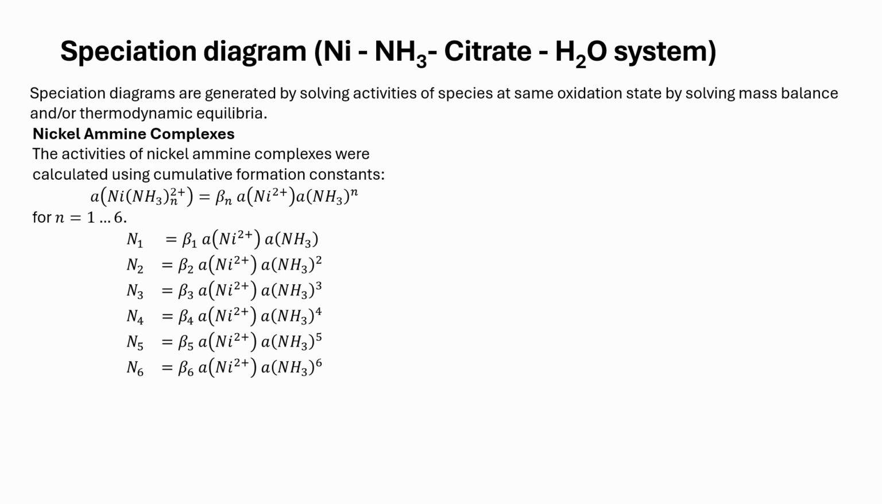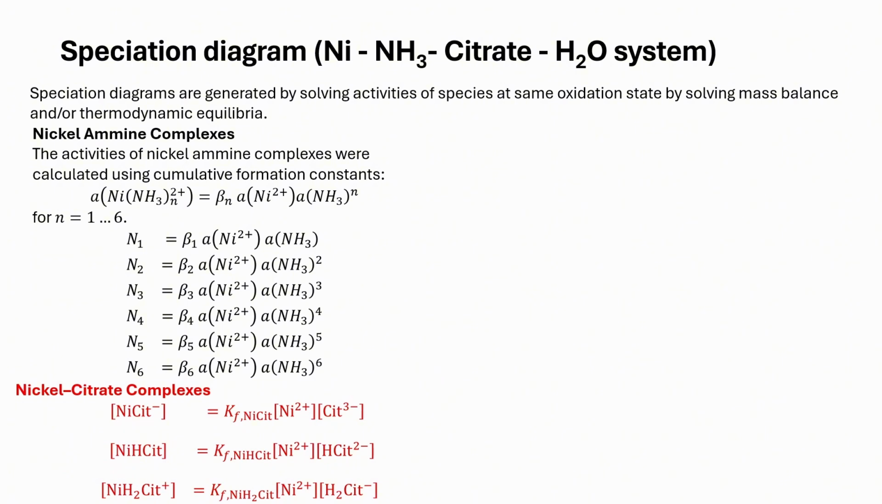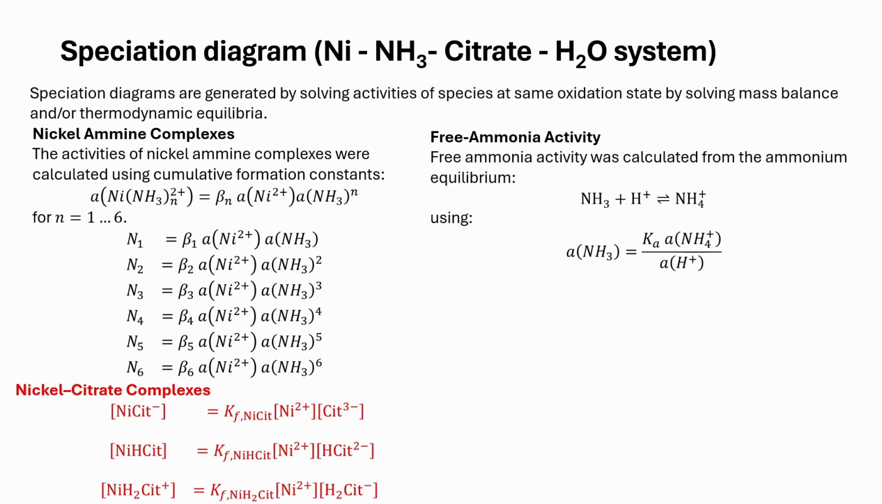Now, when we add citrate, nickel can combine with citrate to form a separate series of complexes, the nickel citrate complexes. The activity of each nickel citrate species depends on the free nickel ion activity and the free citrate concentration. Just as we had an ammonia-ammonium equilibrium to account for, we now also need to consider the citrate protonation equilibria.